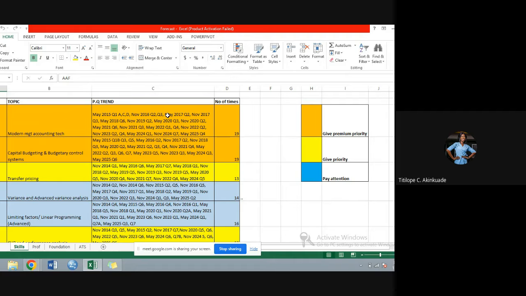For those of you revising, still use this method. Once you're done with modern management accounting techniques, move to the next one until you have completed the topics in gold. Then you move to the topics in yellow, the topics in blue, and the ones that are not highlighted at all. I trust you got value from this session.